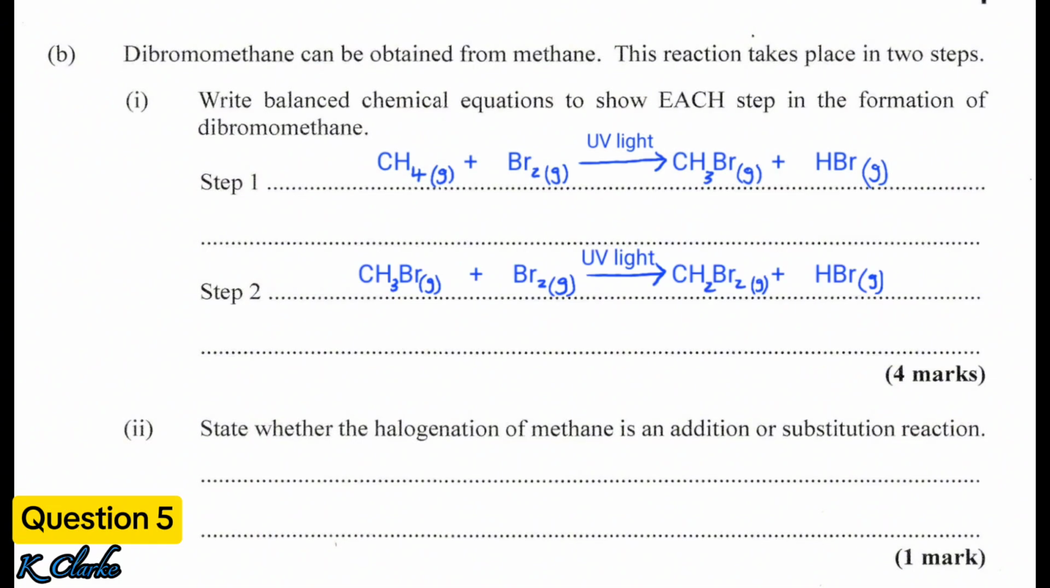Step 2. Bromomethane CH3Br gaseous state plus bromine Br2 gaseous state react in the presence of UV light to produce dibromomethane CH2Br2 gaseous state plus hydrogen bromide gaseous state. Part 2. State whether the halogenation of methane is an addition or substitution reaction. The answer is substitution reaction.